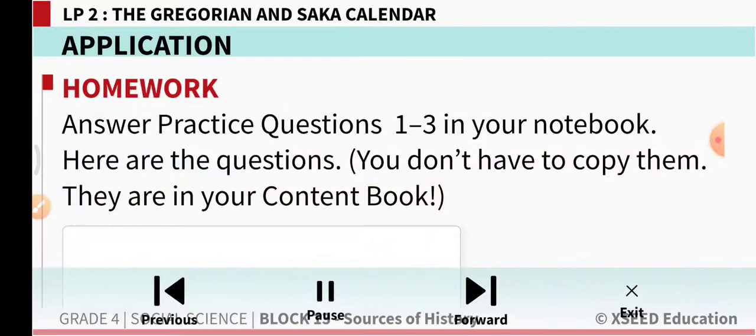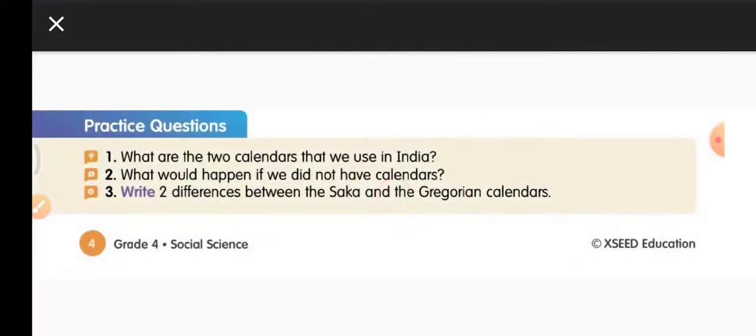Now let's look at what we should do for our homework. What are the two calendars that we use in India? You can write the Gregorian and the Saka calendar. That's the answer. Second question, what would happen if we did not have calendars? If we did not have calendars, then it would be difficult to organize our work, and to find out the dates, months.